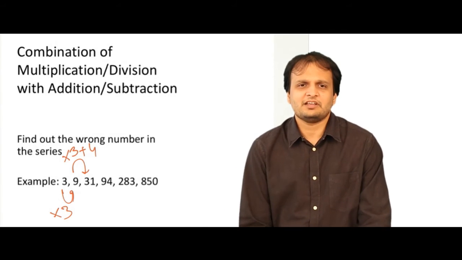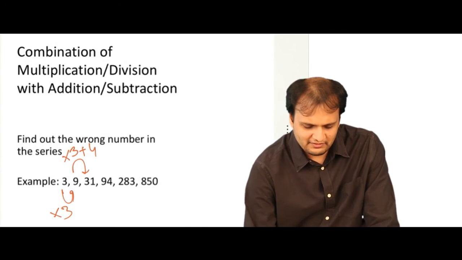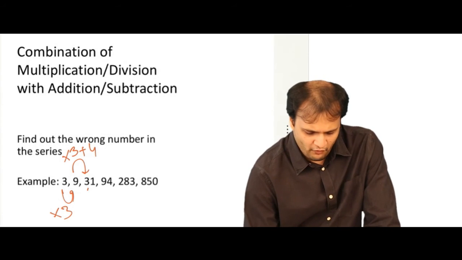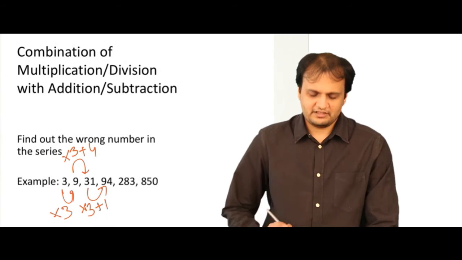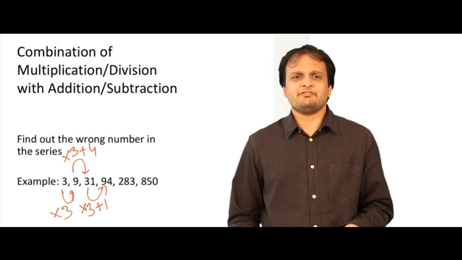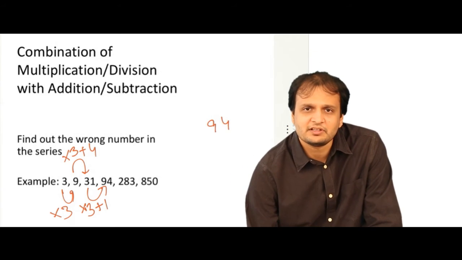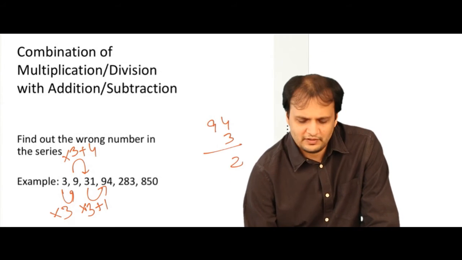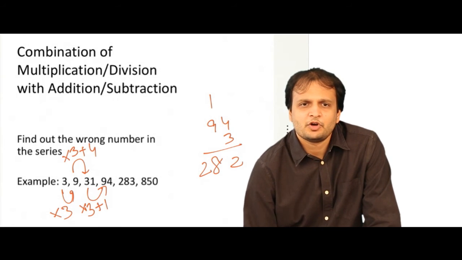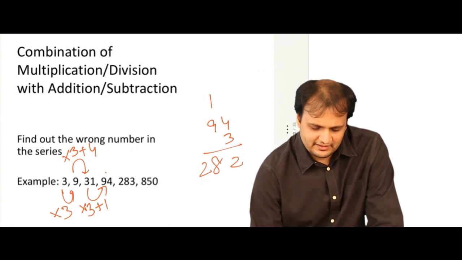So let's continue. 31 to 94. So 31 3s are 93 plus 1, 94. So 31 into 3 plus 1 is 94. So you have into 3 plus 1. Now again 94 into 3. Let's see what is 94 into 3. 4 3s are 12. 9 3s are 27 plus 1, 282. But what do we have? 283. So again into 3 plus 1.